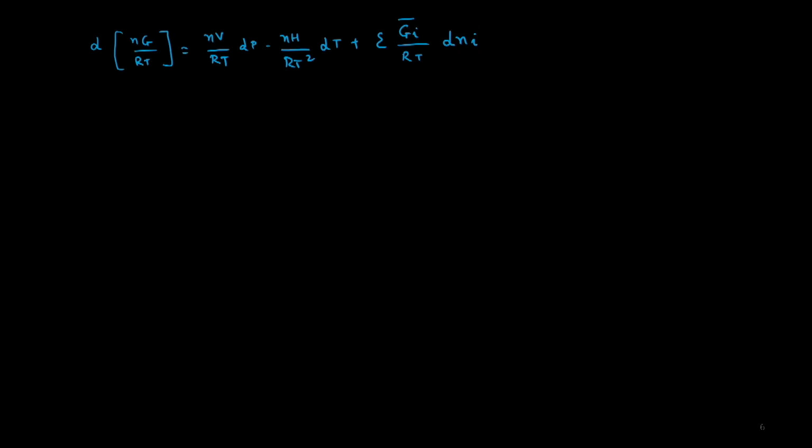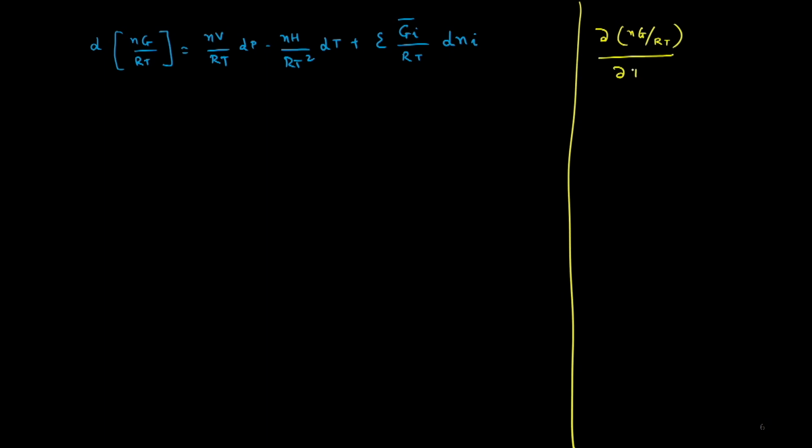Once we look at this relationship, a few derivatives need to be easily written. The derivative of nG over RT with respect to the pressure at constant T and n_i is going to be nV over RT. We are holding T constant and we are holding n_i constant, so both these terms disappear and the derivative will turn out to be nV over RT.